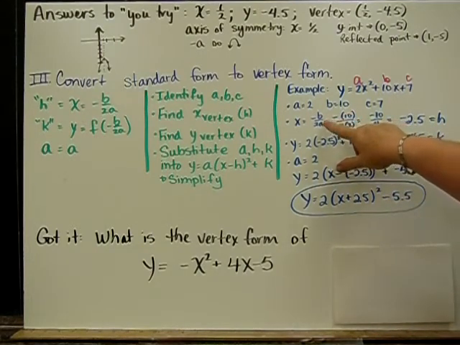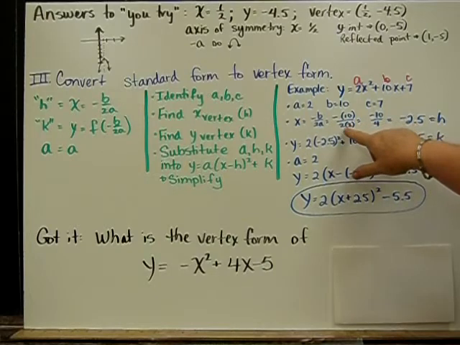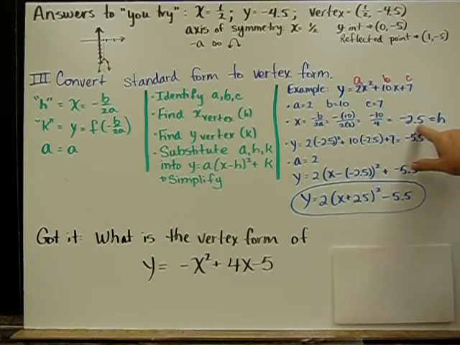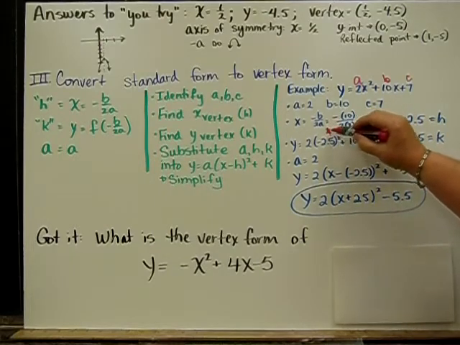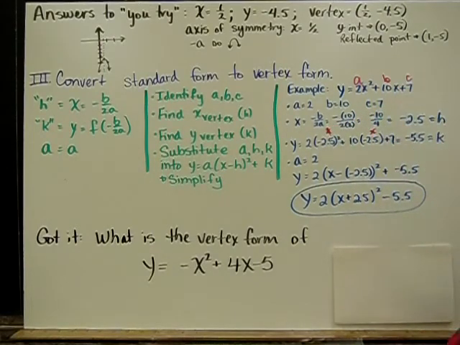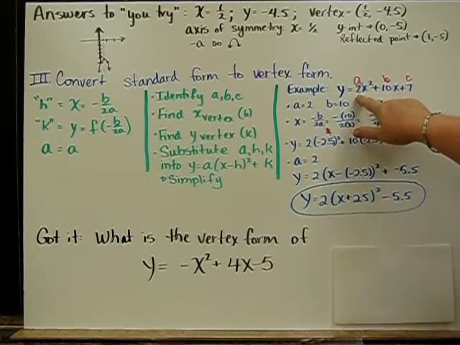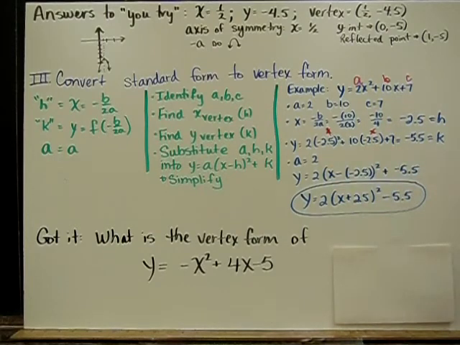In place of b, we put 10, so we have a negative 10 divided by 2 times 2, which gives us a negative 2.5. This is the h of our vertex. We take this negative 2.5 and put it in place of the x from our equation up here. Just plug this into the calculator, being careful with your parentheses so that you don't make a mistake. And we get that k is a negative 5.5, which is the y-coordinate of the vertex. We identified before that a is 2, so we just wrote that down again to remind us.